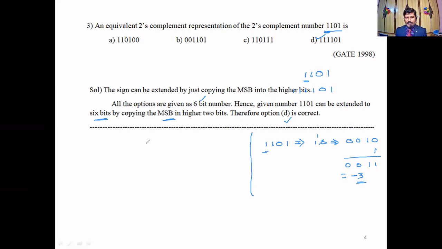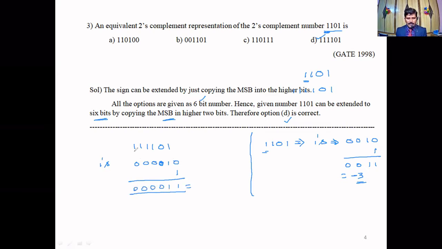After sign extension, let us find out what is the value. You copied the 1 into the next 2 bits, giving 111101. This is the answer actually. Now find out what is the decimal equivalent. If you take the 1's complement of this, it is 000010. For the 2's complement, you have to add 1. Now what is the value of this one? 110000.